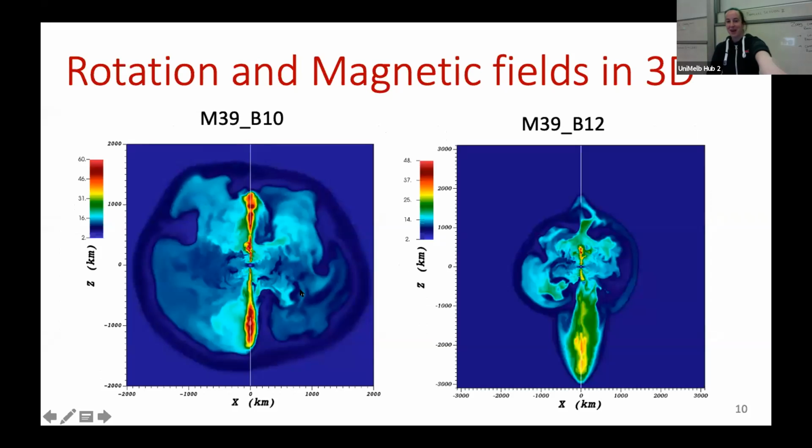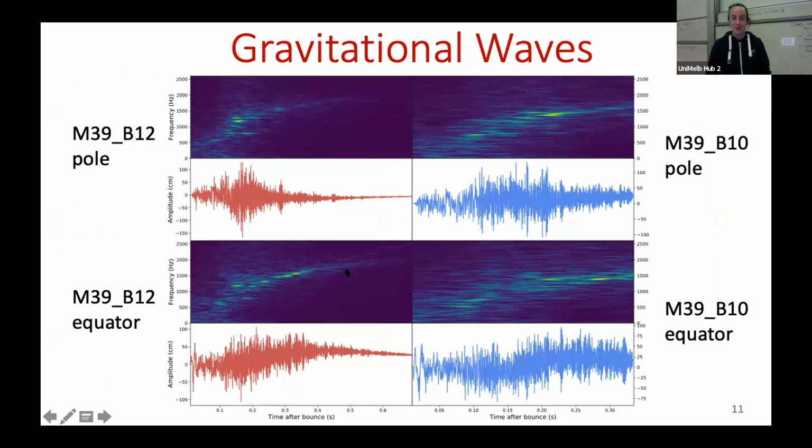The models have really big jets, and you can see that the model with the lower magnetic field has a more powerful jet than the one with the higher magnetic field. I thought that was something interesting about these new models. And this is what the gravitational wave signals look like. They're a bit higher frequency than the ones I showed earlier, but overall have the same shape.